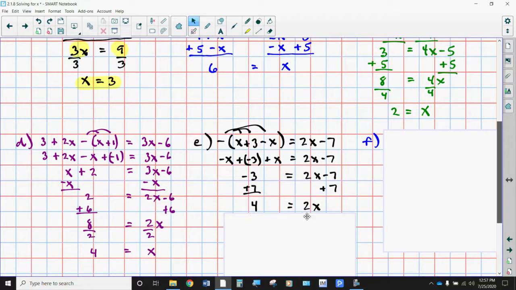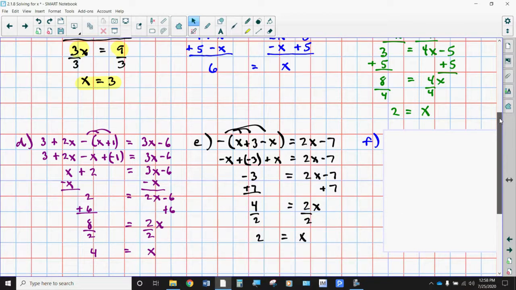And that becomes 2x's is equal to 4. So what do you multiply times 2 to give you 4 for an answer? X must be equal to 2.